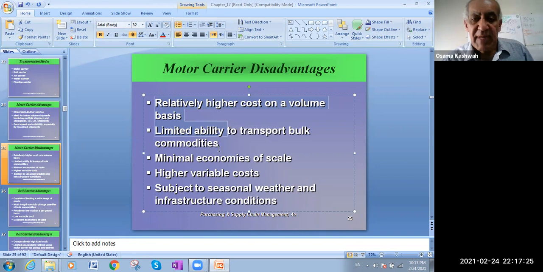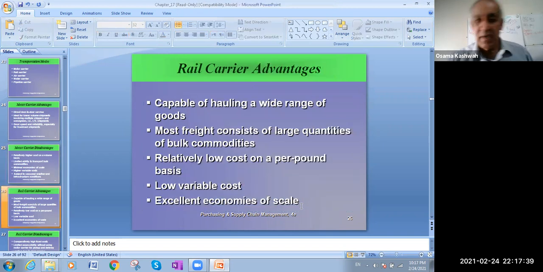Also, minimal economies of scale and higher variable costs, subject to seasonal weather and infrastructure conditions. Also, this affects the motor carrier as a carrier.